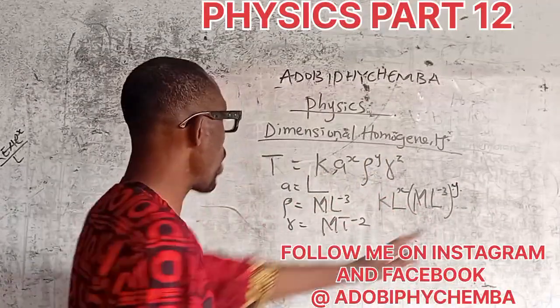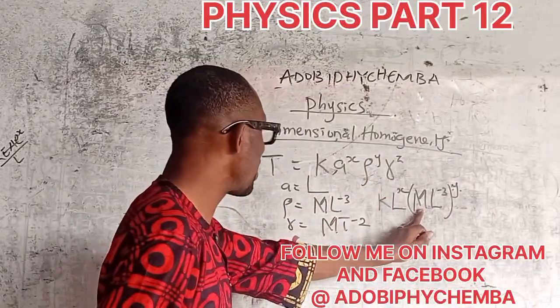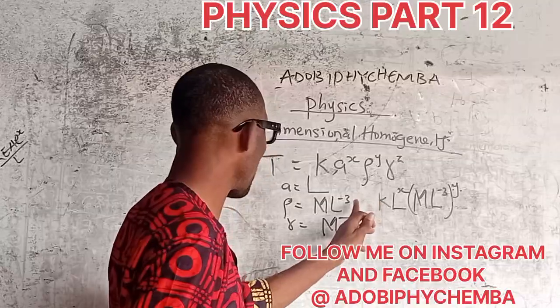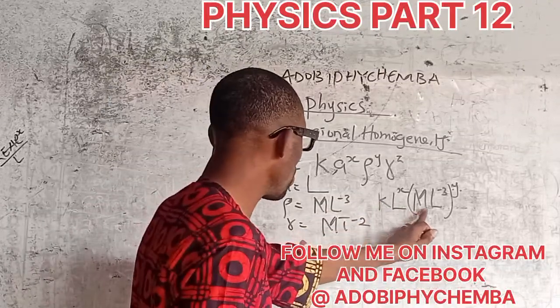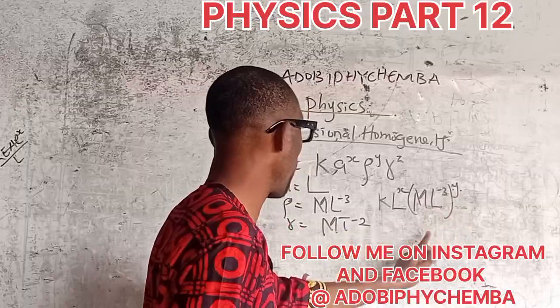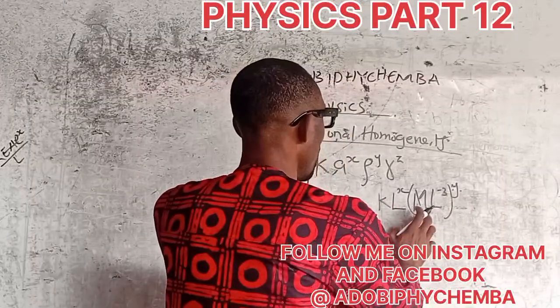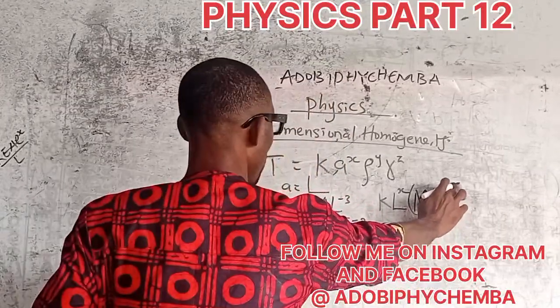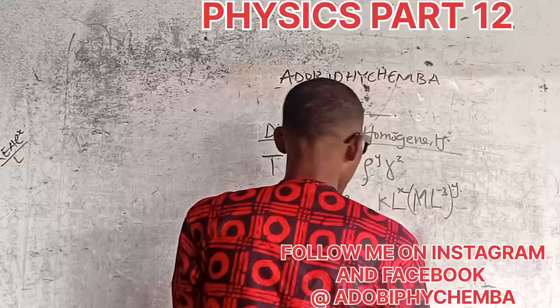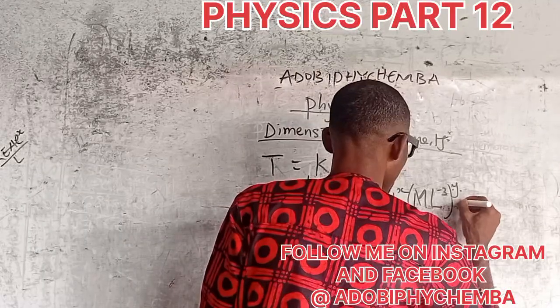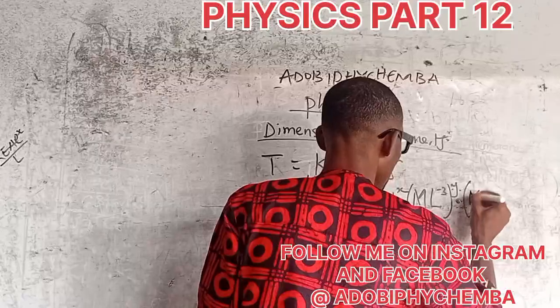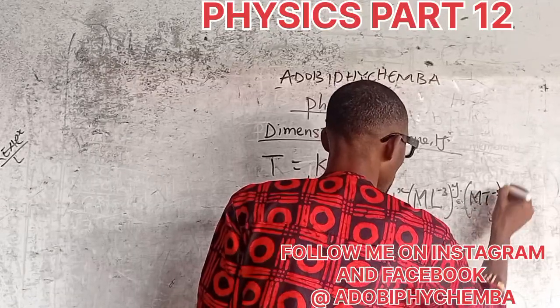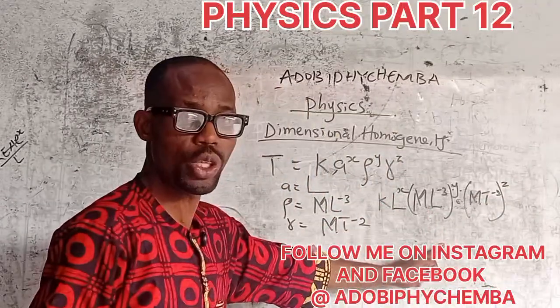Why are you putting that? Because if you try to put the Y directly, it will only affect this dimension, which is L. But since these two are together, you must put the Y and put the bracket so that you will expand it, giving you the dimensions for the rest of the power of Y. Then you have MT, put dots here, it signifies multiplication. You have MT raised to power minus 2, raised to power Z. The same thing will be done to that.